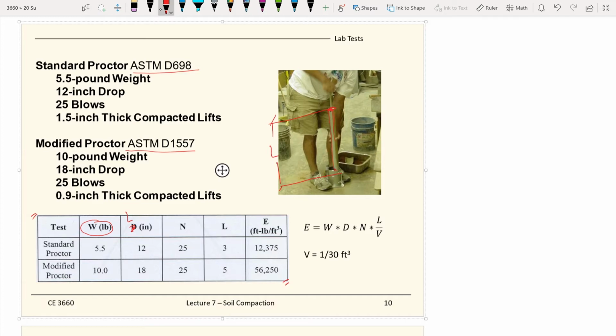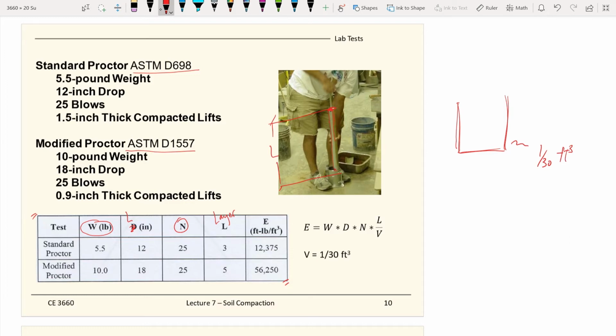And this N here is the number of blows for each layer. So this is the layers. For the standard Proctor, you have 3 layers. Again, this is the confined volume that you work on. Per the ASTM standard, the volume is 1/30 cubic feet.